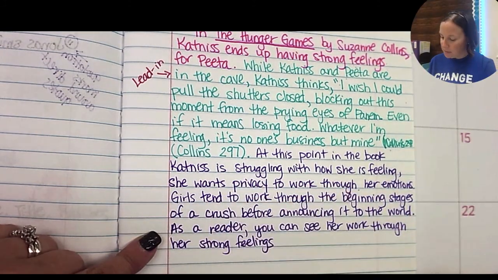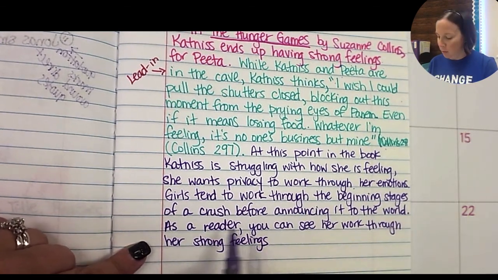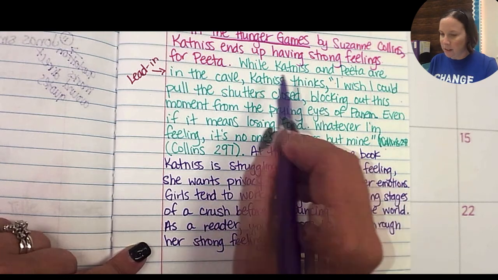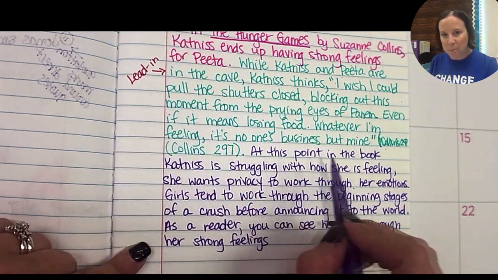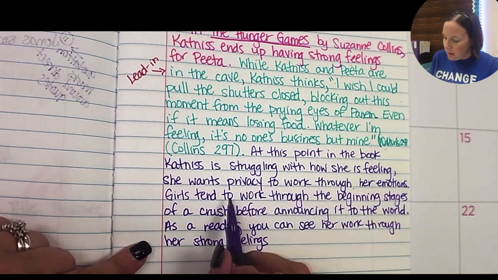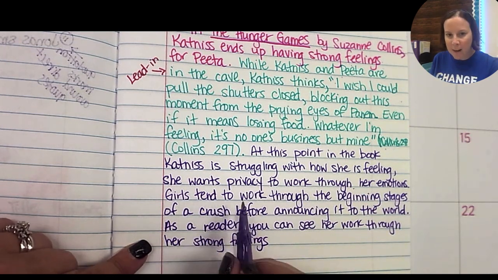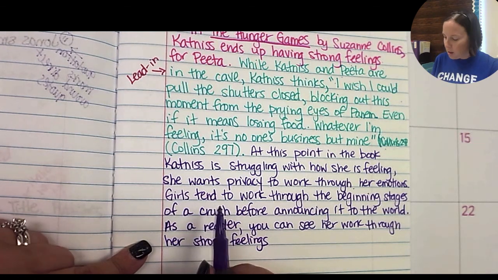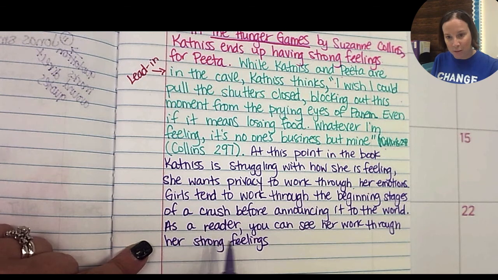So basically, I'm saying as a reader, you can see her work through her strong feelings. If she didn't have strong feelings, she wouldn't have needed to pull the shutters closed or say that whatever I'm feeling is no one's business but mine. It's showing that she's got a crush because of what I know, that we're not going to announce it to the world, right? That we want to work in privacy to get my emotions. That's how I know it's strong feelings.